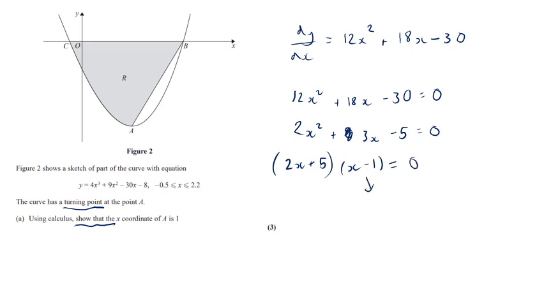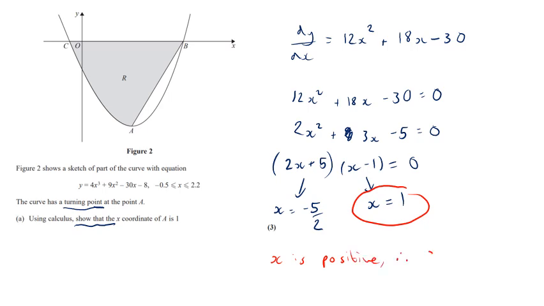So then we either end up with x equals 1, or we end up with x equals minus 5 over 2. And we know in this case x has to be 1, because if we just look at our figure on the graph, x is greater than 0. It's going to be positive. So I would just say x is positive. Therefore, x equals 1. So that's part A of that question.